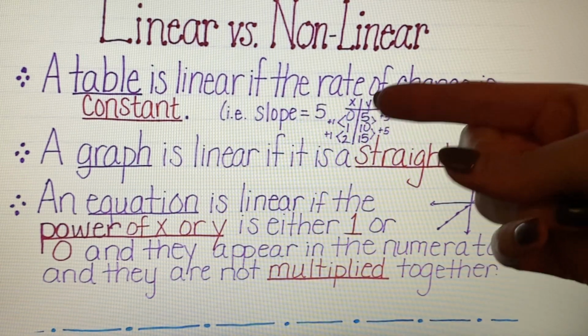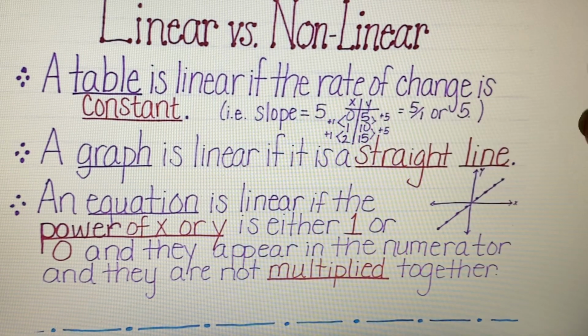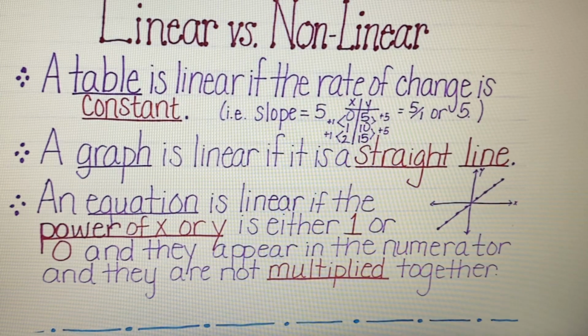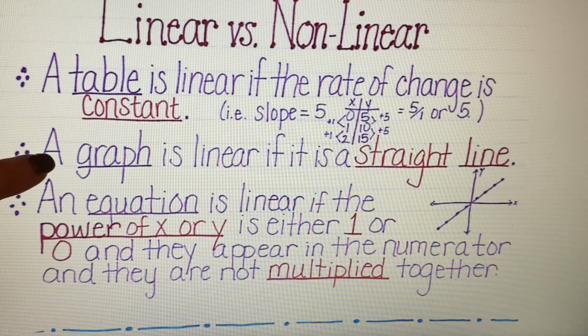To go from 5 to 10, you have to add 5. To go from 10 to 15, you add 5. So if we have a constant rate of change, that would be a linear function, okay? Now, if we're talking about a graph, here's what it says. A graph is linear if it is a straight line.